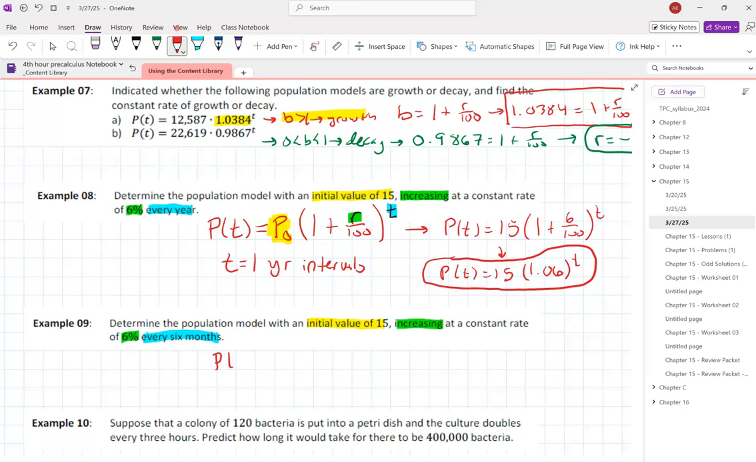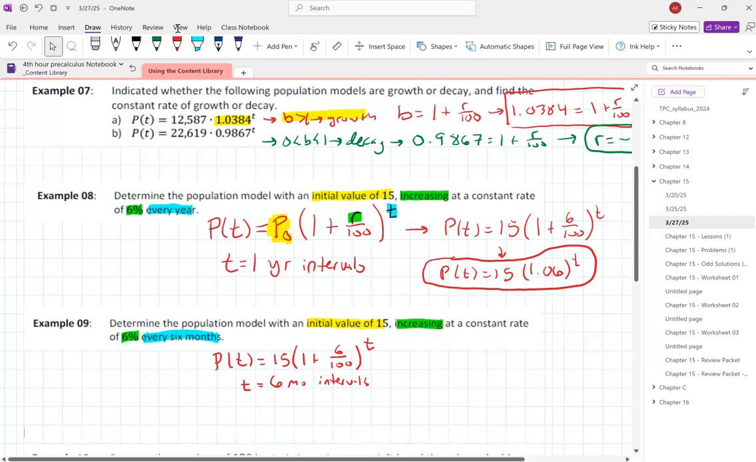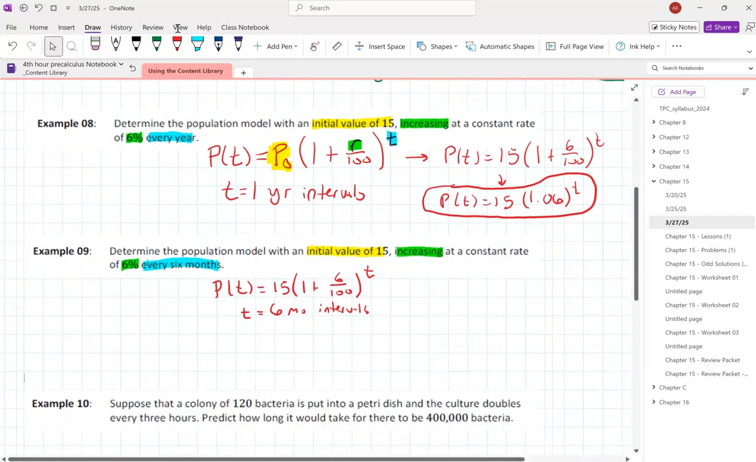So I could start and just set it up the same way. But if I do that, then T is 6-month intervals, right? That's kind of stinky, because when I get done, if I had to solve for T, I'd have to remember to divide it by 2 to turn it into years, or multiply it by 6 to turn it into months.